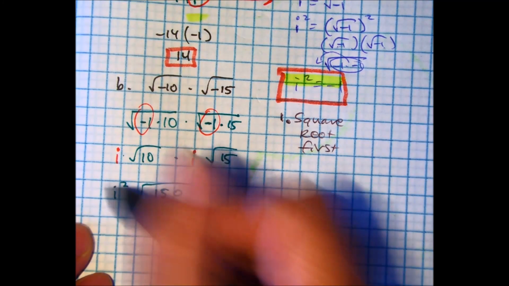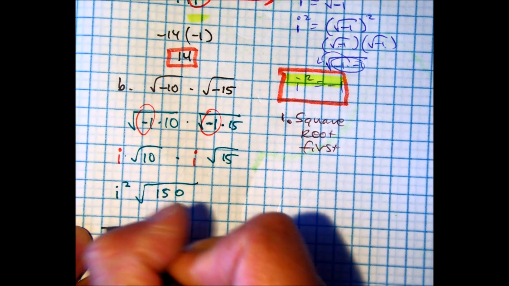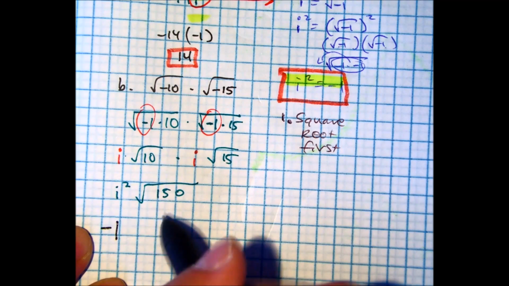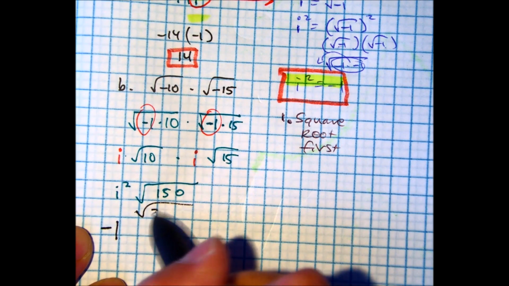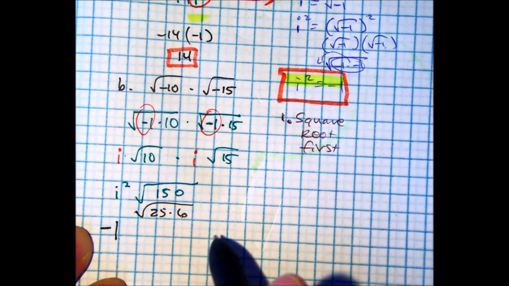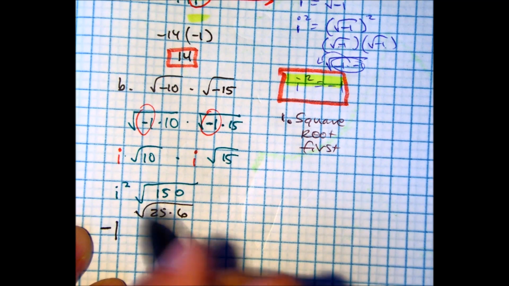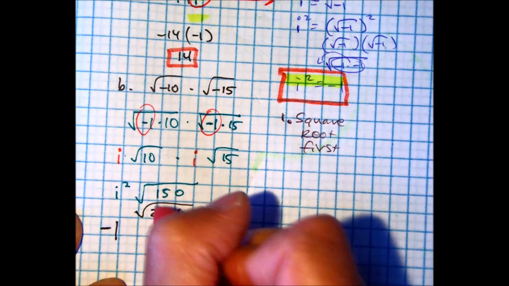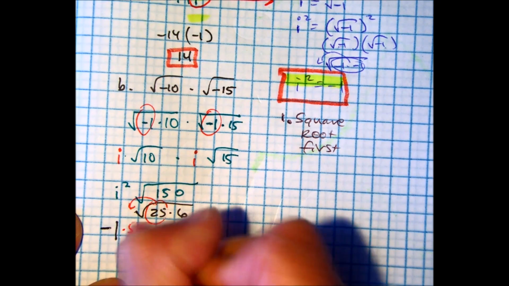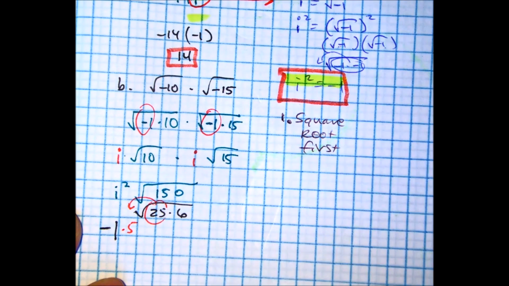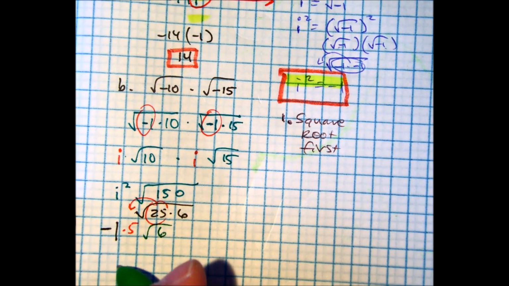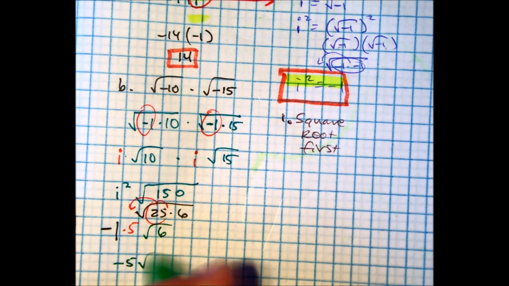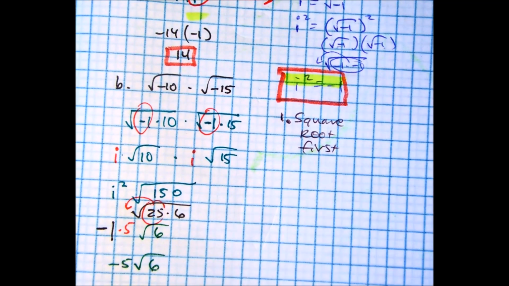So I squared is equal to negative 1. 150 is what? 25 and 6? So the square root of 25 is, so that comes out, right? So this is 5, and we're left with the radical 6. And negative 1 times 5 is negative 5. Radical 6 is our answer.